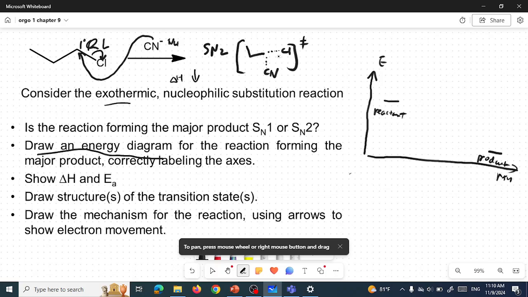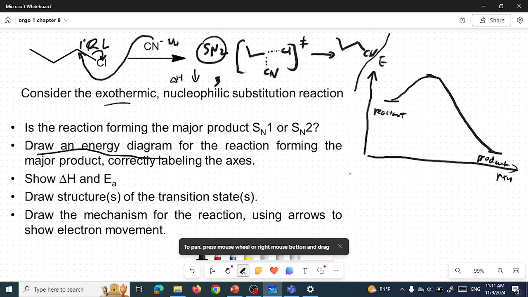The leaving group leaves and the nucleophile attacks at the same time. So this is going to be an SN2 reaction with only one transition state and one product, which is going to be the same structure except replace Cl with CN. So we're going to draw an energy diagram with only one transition state, which is going to be one peak, and going down to the product.